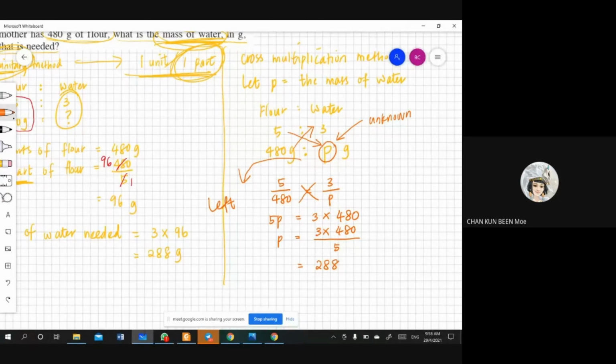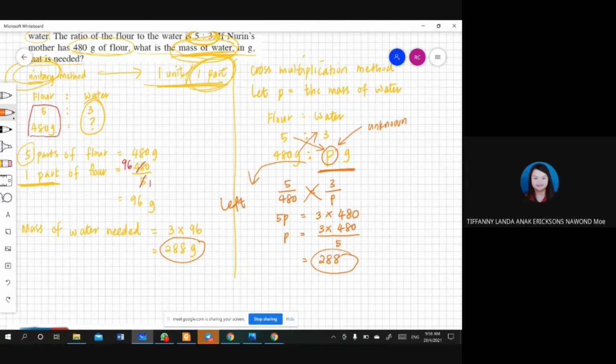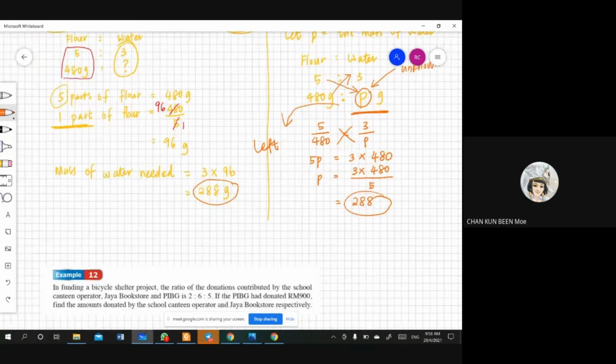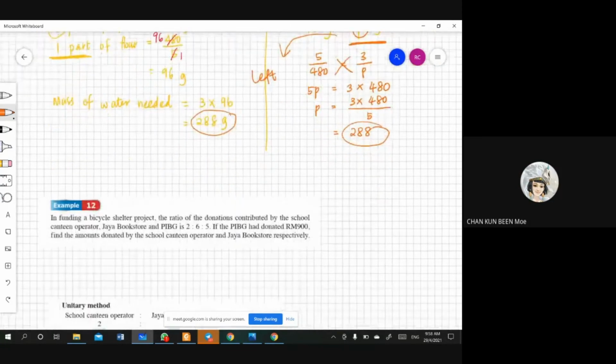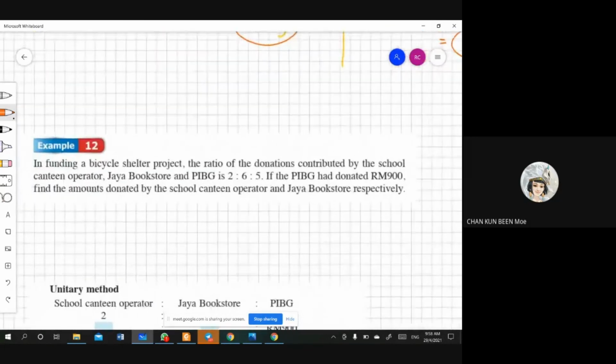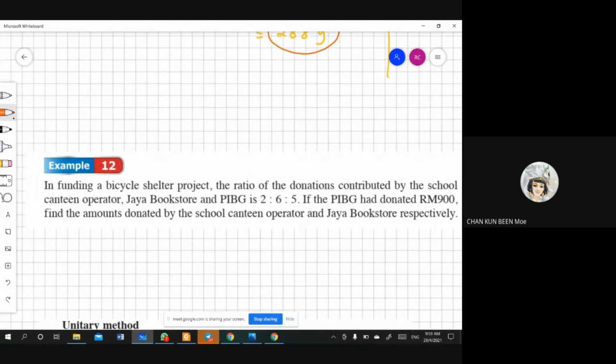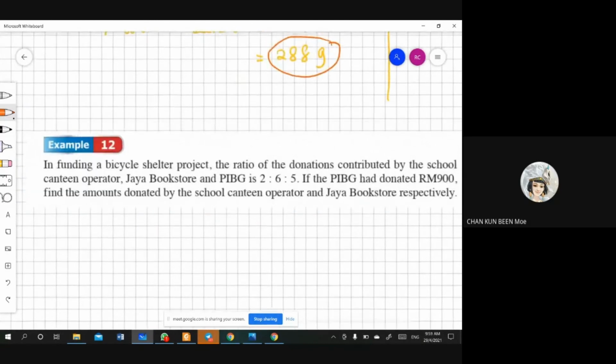So you can see and compare already that the value we found from both methods is the same, which is equal to 288 grams. Are you okay, class? Yes. Okay, then we move on now. So that is the cross multiplication method. Now we look at example 12 here. Okay, example 12. Make it bigger. Okay, this is the one.